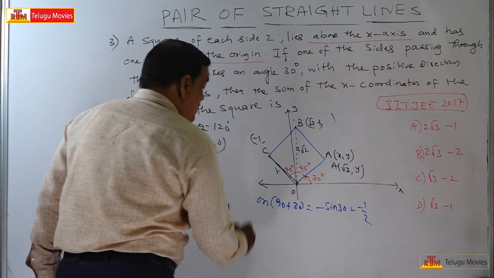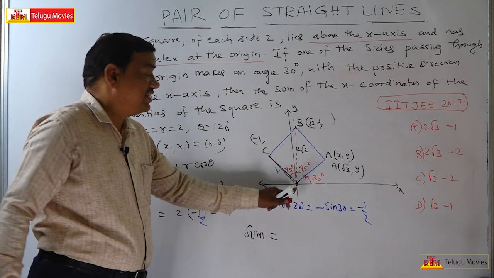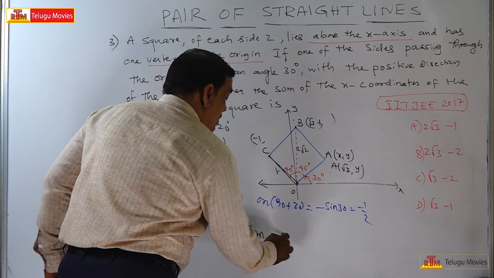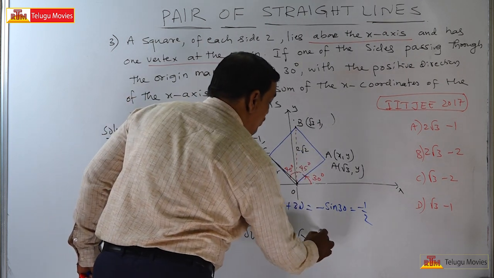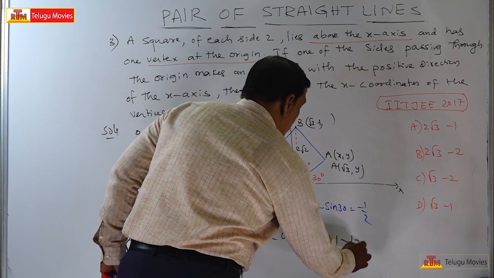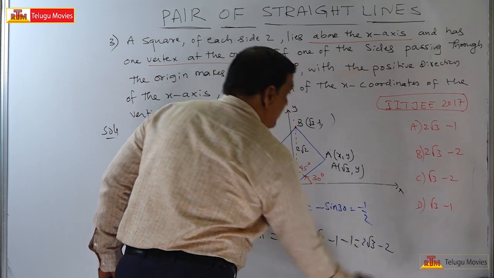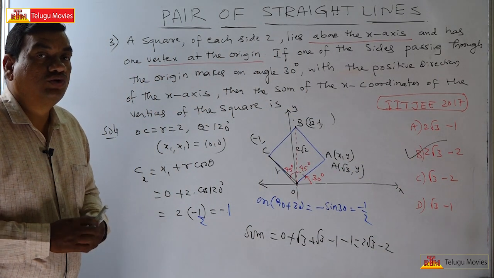Okay, now he is asking for the sum of the x coordinates. The sum of the x coordinates means 0 plus root 3, plus root 3 minus 1, plus minus 1. So, 2 root 3 minus 2. Therefore, your answer is 2 root 3 minus 2.